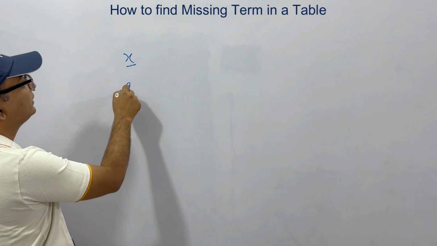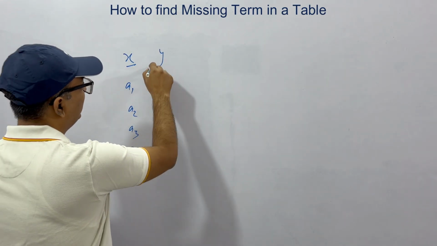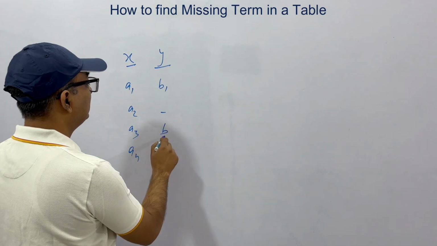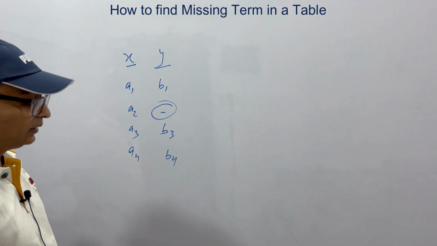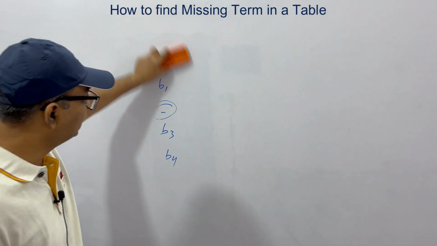X is, let's say, given as a1, a2, a3, a4, and y is given as b1. Here we don't have any value, then b3 and b4. Then how do we find these terms? We'll learn now how to find them. So there are two methods.